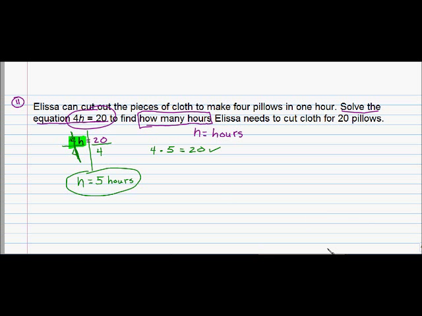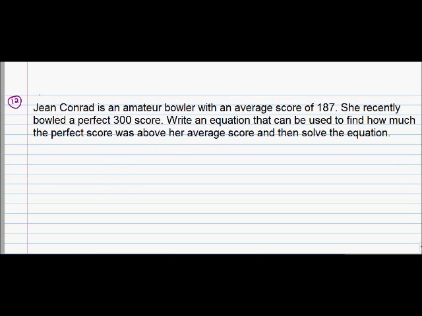And the last word problem. Jean Conrad is an amateur bowler with an average score of 187. She recently bowled a perfect 300 score. Awesome. Write an equation that can be used to find out how much the perfect score was above her average score, and then solve the equation.